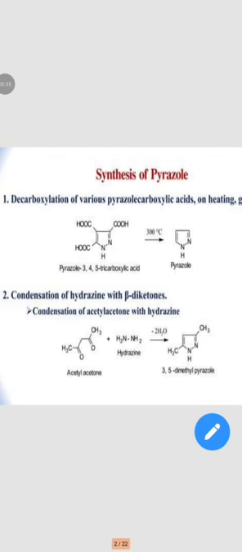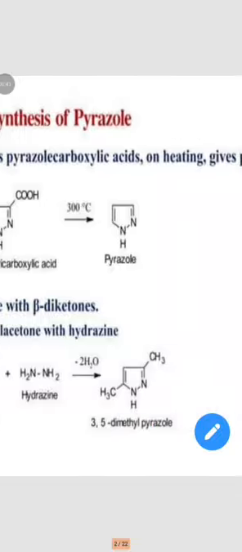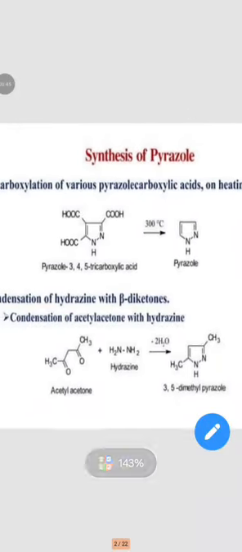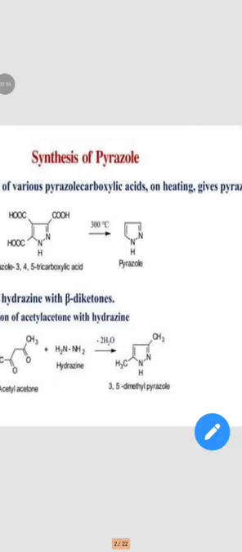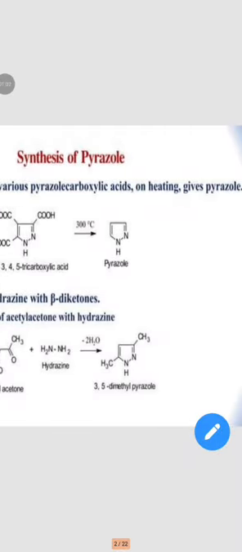The first method is decarboxylation of various pyrazole carboxylic acids, which on heating give pyrazole. So the first method is decarboxylation of pyrazole carboxylic acid, and on heating it gives pyrazole.